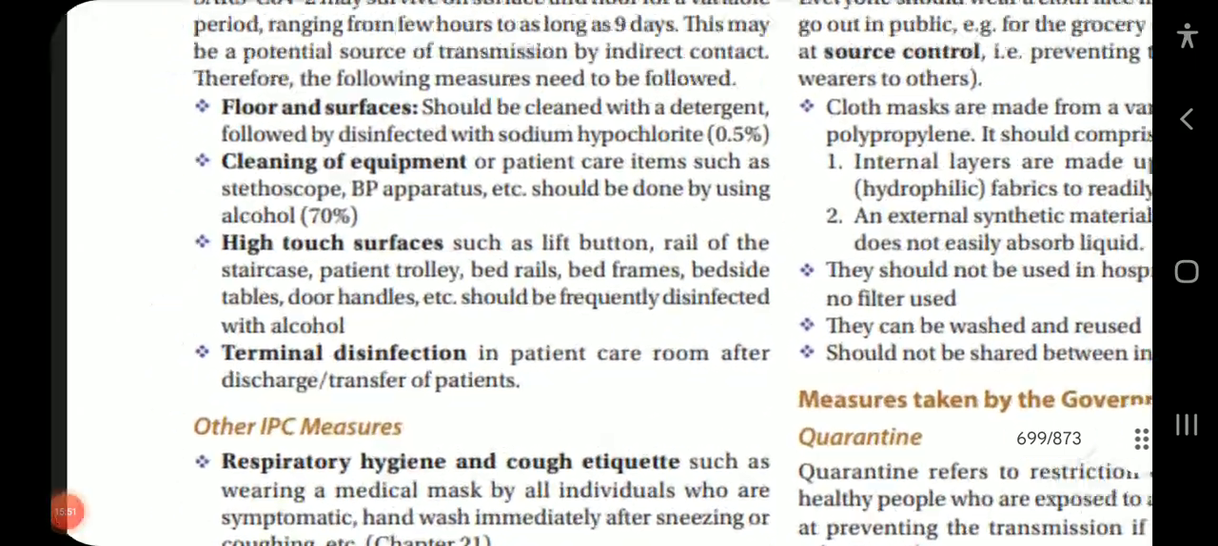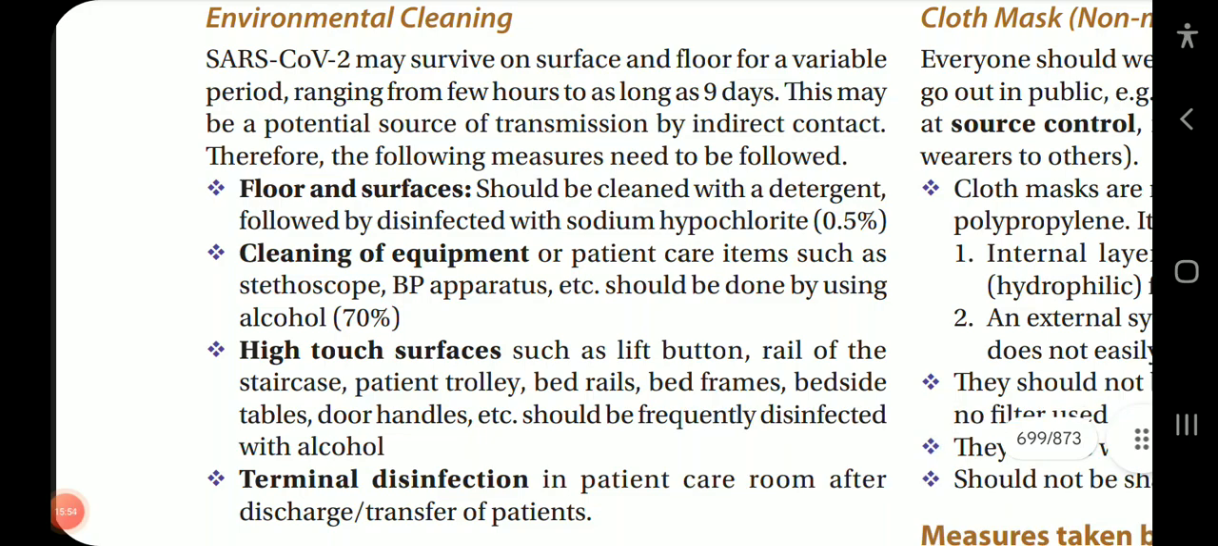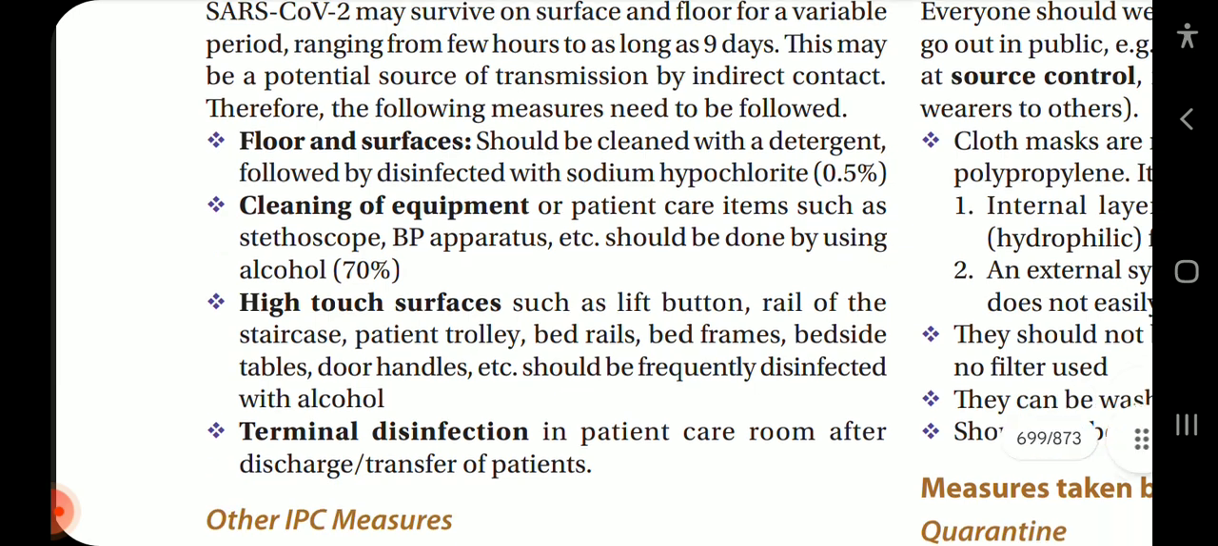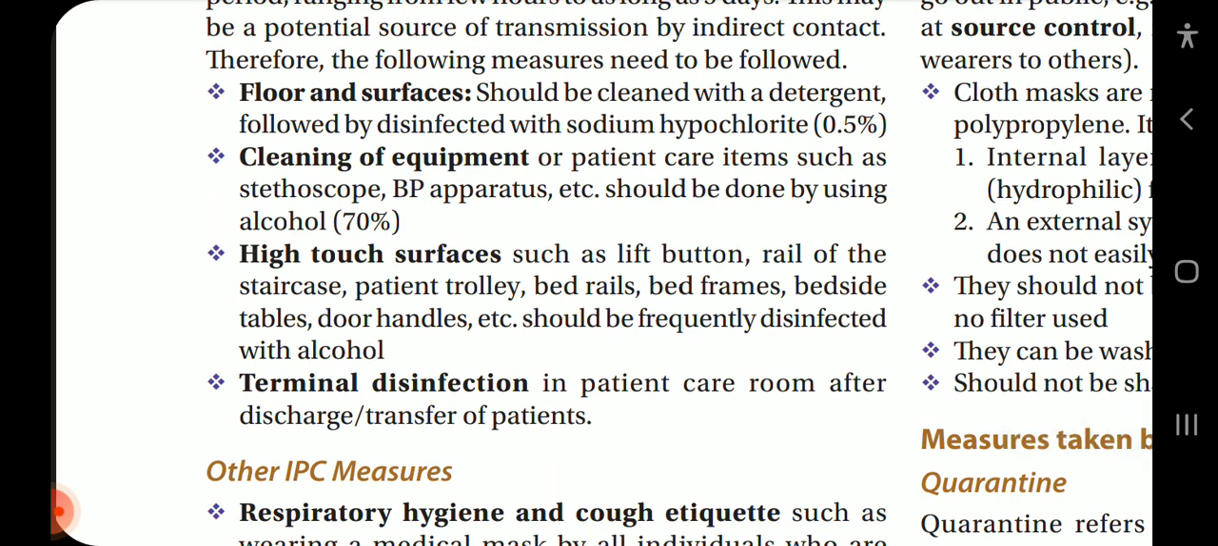Now the environmental cleaning. SARS-CoV-2 may survive on surface and floor for a variable period ranging from few hours to as long as 9 days. This may be a potential source of transmission by indirect contact. Therefore, the following measures need to be followed. Floor and surfaces should be cleaned with a detergent followed by disinfected with sodium hypochlorite 0.5%.